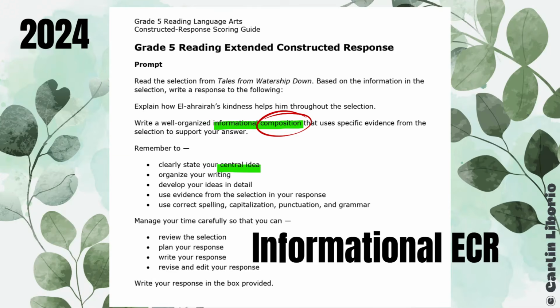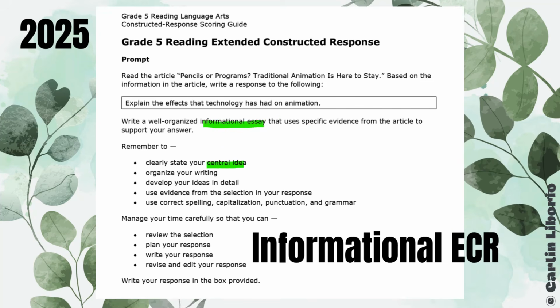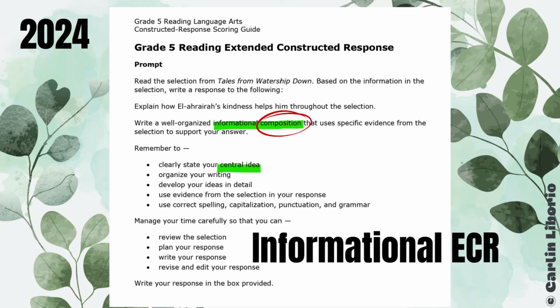Now, if you look at the next one, this one is 2025. This one is 2024. Same grade, fifth grade. And now they're changing the word to informational composition. So over here we had essay, and here we have composition. The first bullet point is still central idea. So sometimes you're going to see essay, and sometimes you're going to see composition.